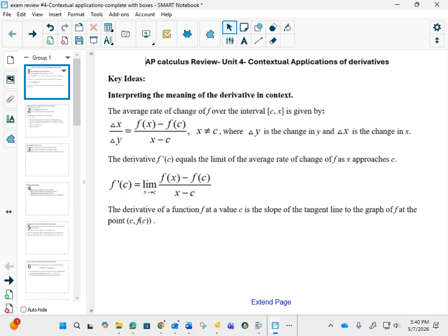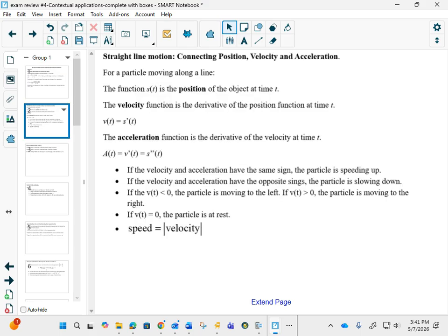And your derivative is that instantaneous rate of change at a specific point, okay? Which is the slope of our tangent line. We've seen lots of this. Some of the things that we're going to do is straight line motion, connecting our position, velocity, and acceleration. We know that our velocity is the derivative of our position function. Acceleration is the derivative of a velocity function, which means that acceleration is the second derivative of your displacement function.